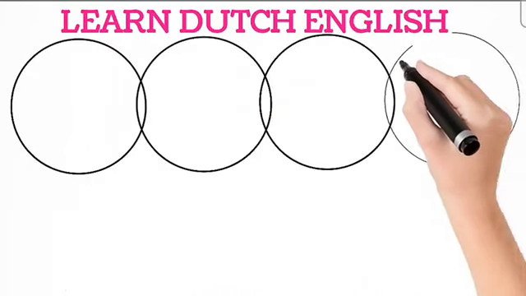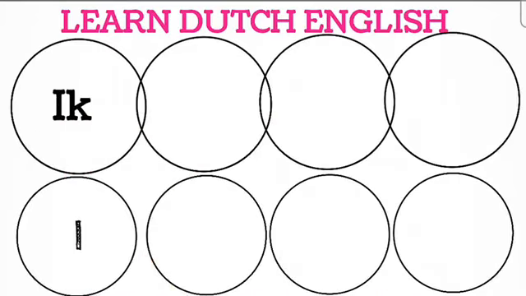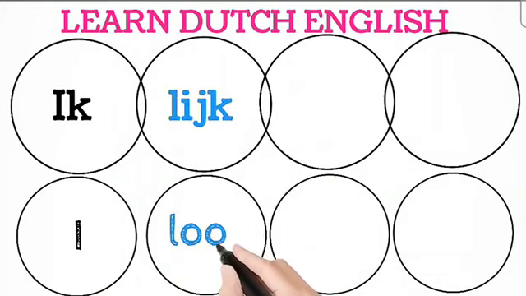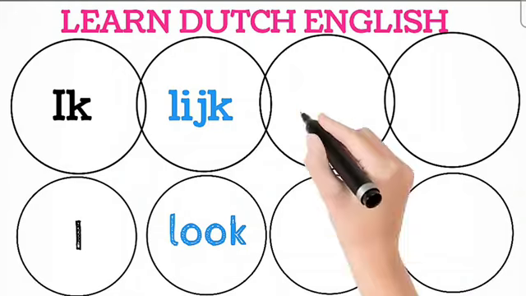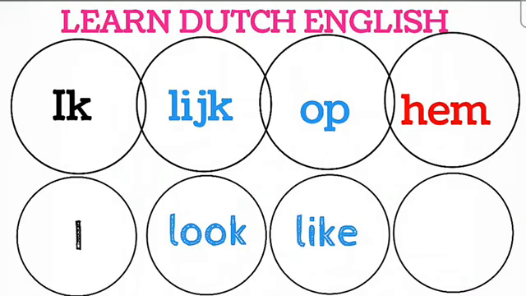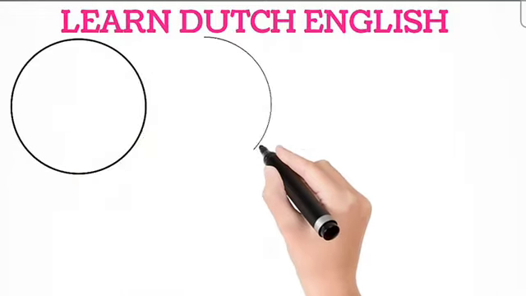Learn Dutch and English. Ik in het Nederlands. I in het Engels. Like, look. Op, like op, look like. Hem in het Engels. Him. Ik lijk op hem. I look like him.